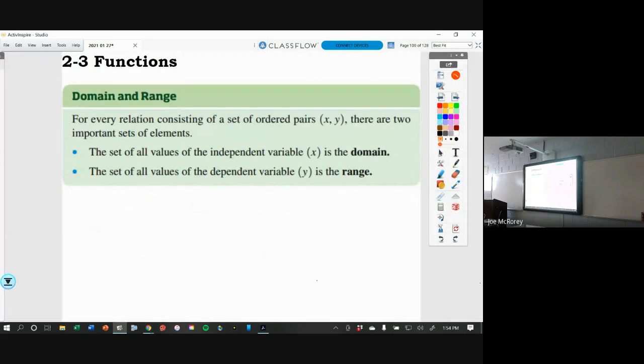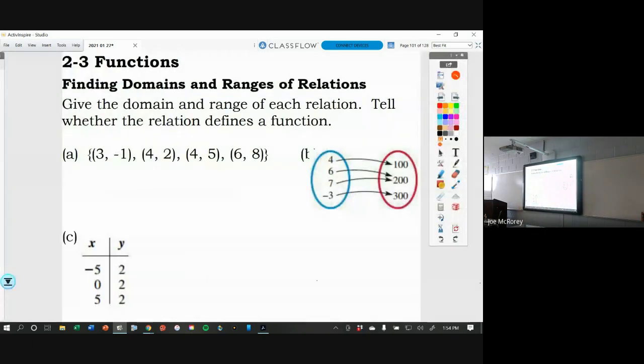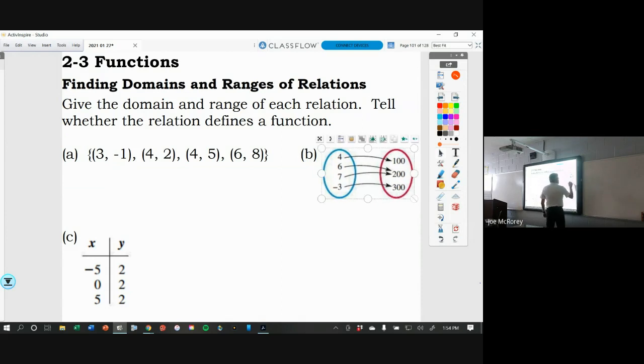Domain and range. For every relation consisting of a set of ordered pairs (x, y), there are two important sets of elements. The set of all values of the independent variable x is the domain, and all the y values, the dependent variables, is the range. Anything new there? No. All right. Give the domain and range of each relation. Tell whether the relation defines a function.